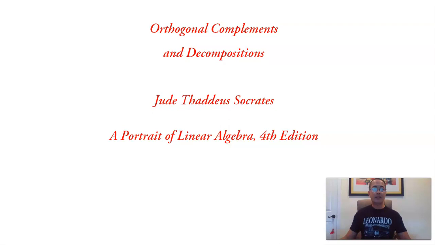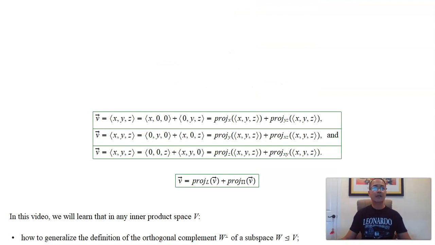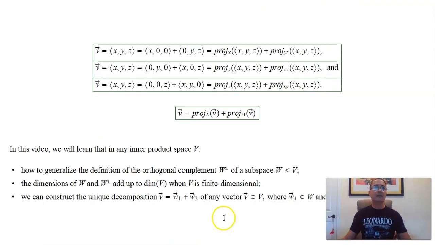We also saw this idea in chapter 3 when we talked about the projection of a vector onto a plane and onto its normal line. So let's take a review of that. This is basically the idea. If you have any vector in R3, you can write it as a sum of a vector, let's say, on the x-axis and on the yz plane. Those two subspaces are orthogonal complements of each other. The x-axis is perpendicular to the yz plane.